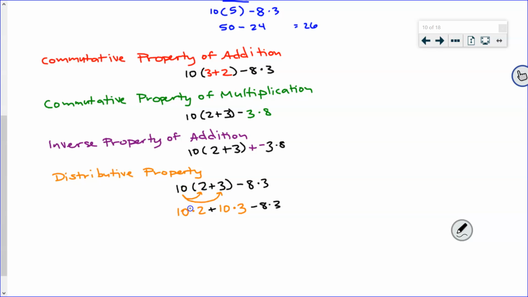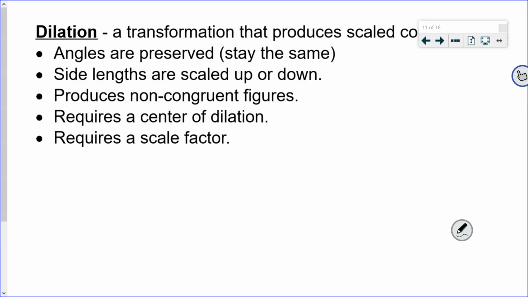The distributive property is a great way for us to kind of go in a little bit different order and still get the correct answer. So remember, distributive property, think of your peanut butter and jelly sandwich. And now, with that in mind, we're going to move on to the bulk of our lesson.